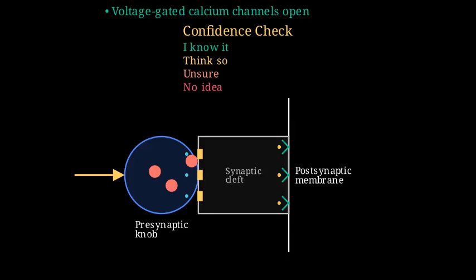Great work! Let's recap the correct order slowly and clearly. First, the action potential reaches the synaptic knob. Second, voltage-gated calcium channels open. Third, calcium enters the synaptic knob. Fourth, calcium triggers exocytosis of vesicles. Fifth, neurotransmitter diffuses across the synaptic cleft. And sixth, neurotransmitter binds to postsynaptic receptors.